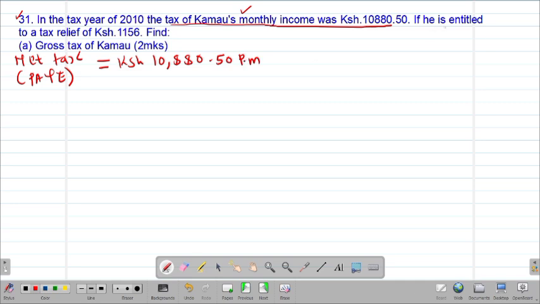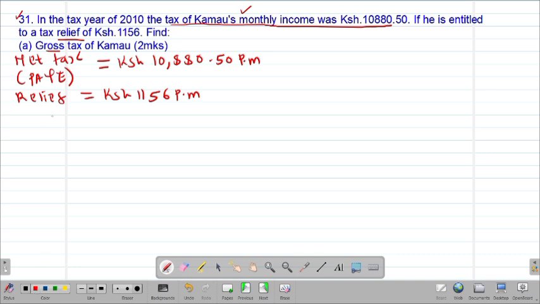Then you are told that he is entitled to a tax relief of 1156. So we are given the tax relief of Kenya shillings 1156, which is also per month. So part A, they want us to get the gross tax of Kamau. So of course we look for a formula connecting the net tax, the relief, and also the gross tax. That's what the question wants us to get.